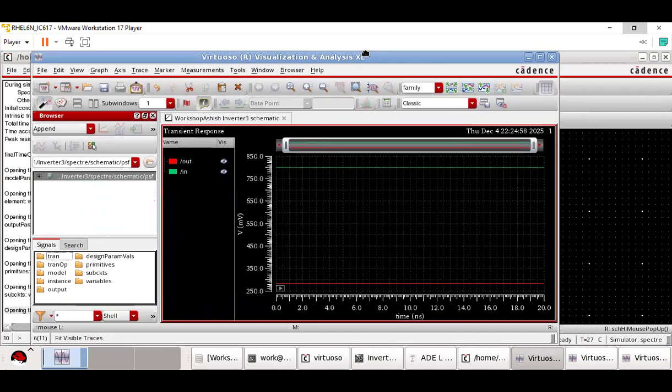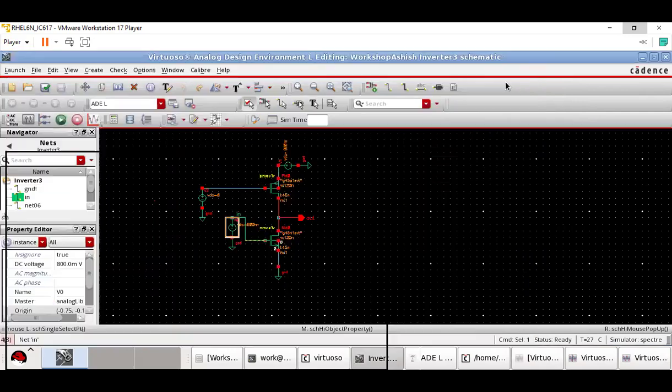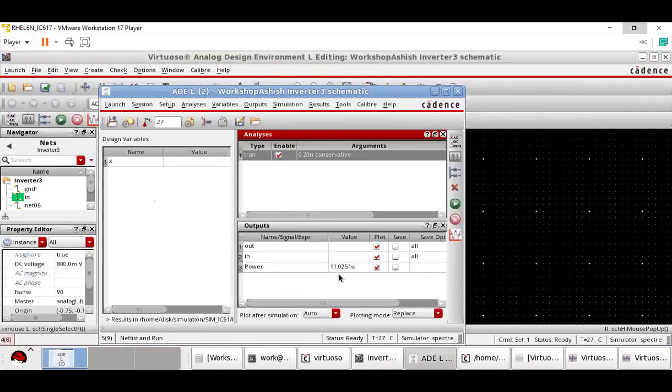Right? Now we'll see. Look at the power consumption. It is 11.0251 microwatt. It is 1 lakh times higher than the leakage power. Right? So what is happening?